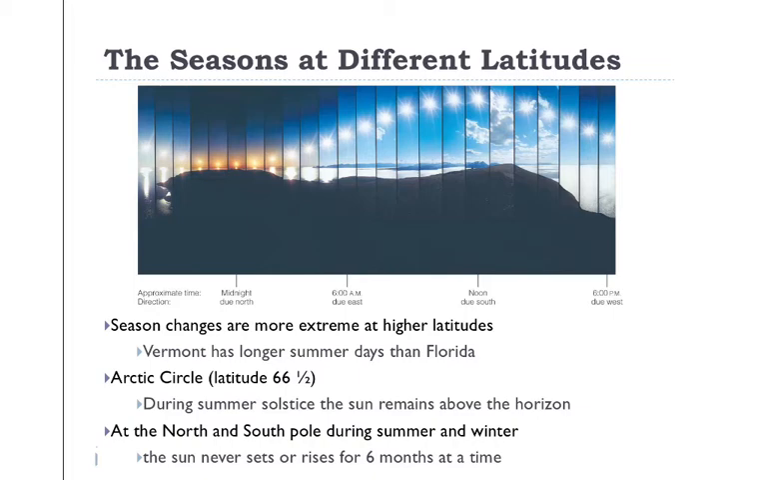So we talked about stars that are circumpolar, that never set or rise. So imagine that on the summer solstice, the sun will remain above for more than 24 hours. And actually at the poles, so north and south poles, during summer and winter, the sun never sets or rises for 6 months at a time. So imagine that, complete darkness for months at a time, and then complete day for months at a time as well. Very extreme changes in the seasons as you go up in the latitudes.